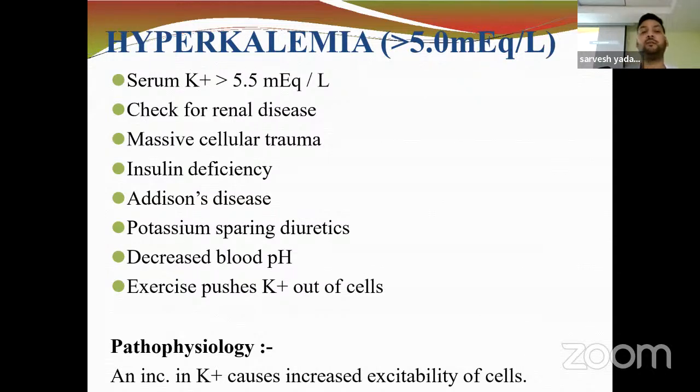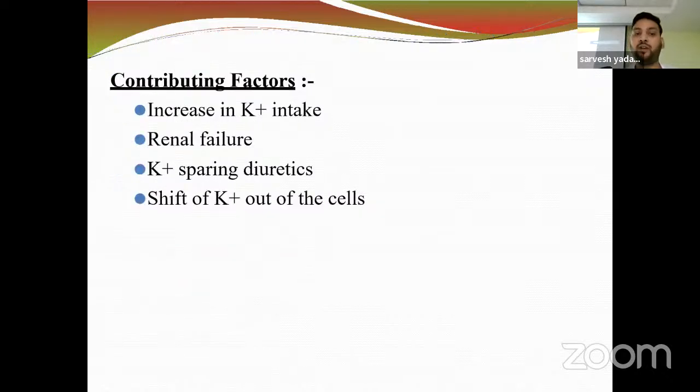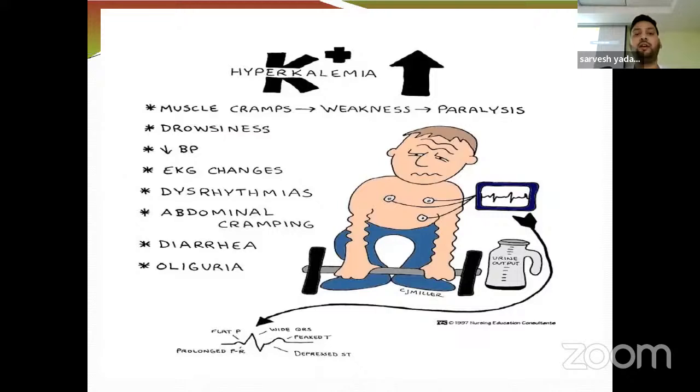Hyperkalemia is when serum potassium level is more than 5.5 milliequivalent per liter. Check for renal disease, massive cellular trauma, insulin deficiency, Addison disease, potassium sparing diuretics, decreased blood pH; exercise pushes potassium out of the cell. Its pathophysiology: increased potassium causes increased excitability of cells. Contributing factors are increased potassium intake, renal failure, and potassium sparing diuretics.